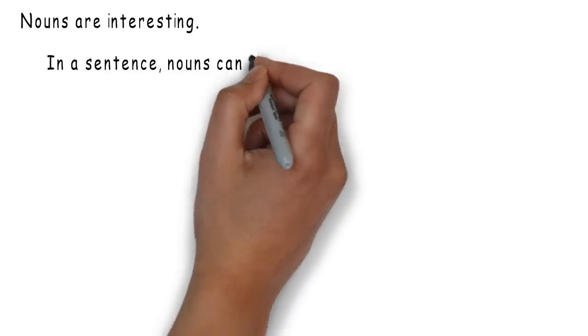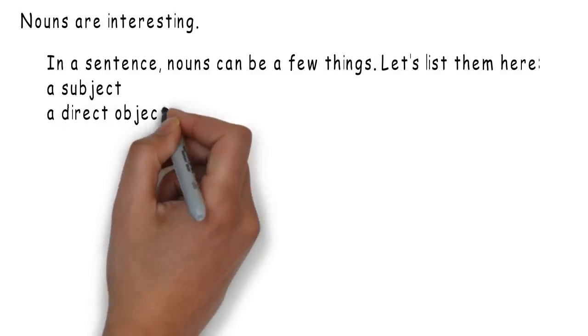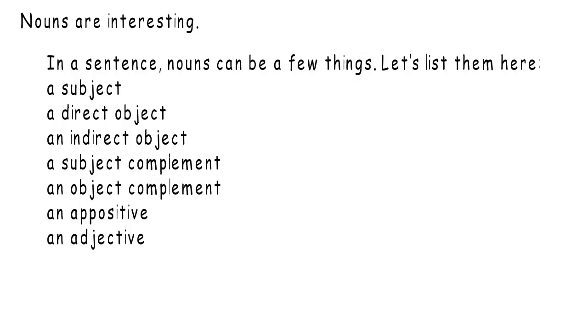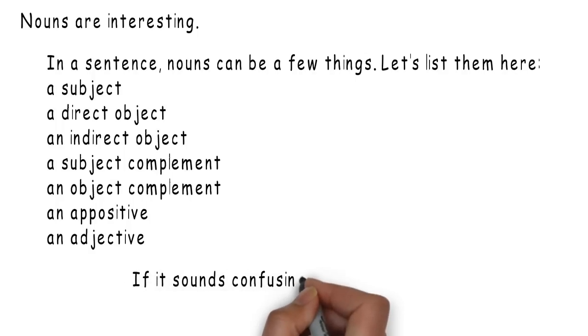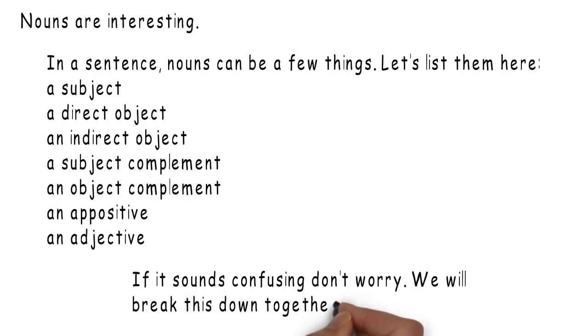Nouns are interesting. In a sentence, nouns can add a few things. Let's list them here. A subject, a direct object, an indirect object, a subject complement, an object complement, an appositive, an adjective. If it sounds confusing, don't worry. We will break this down together.